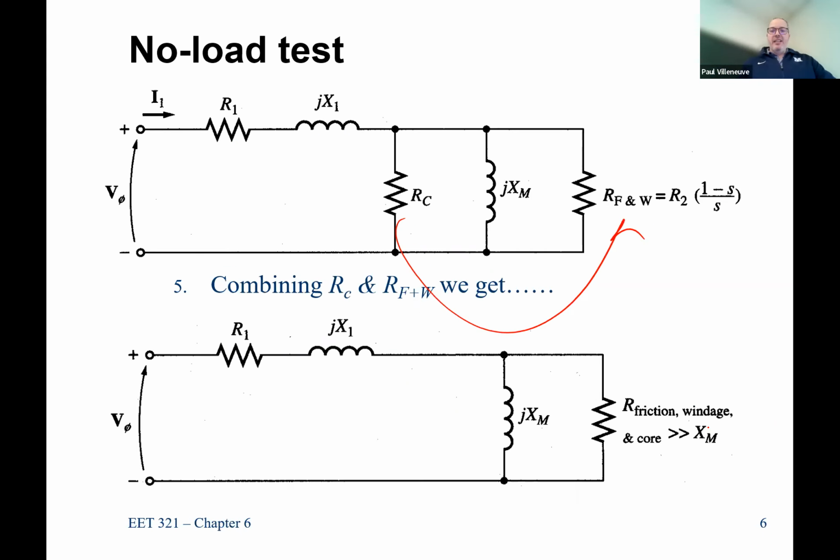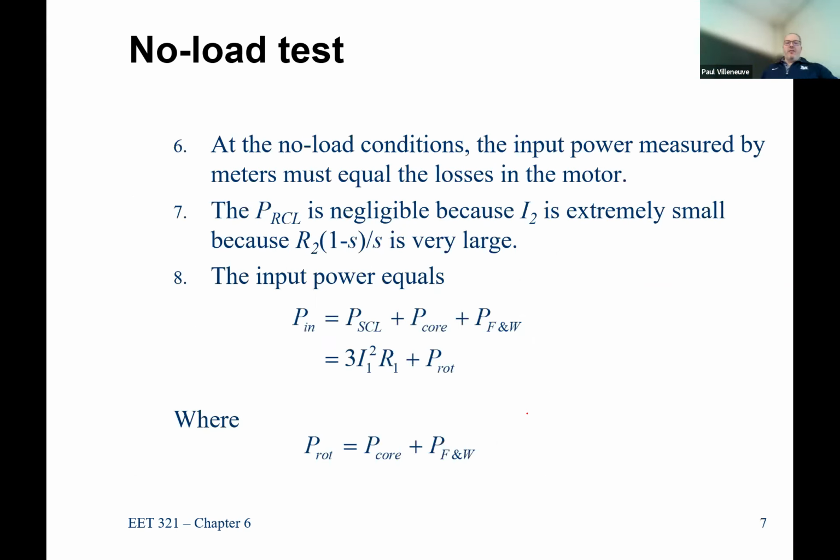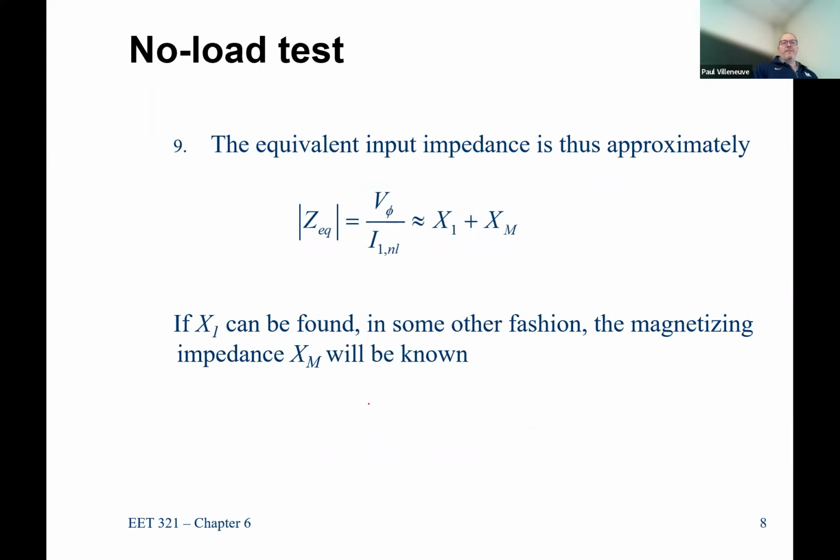What I see is that this value here is so much greater that most of my current is going to flow through there. So now I continue going. My rotor copper loss, I2, is going to be negligible because my R2 times (1 minus S) over S is so large. My input power is just going to be equal to 3 I1 squared times R1 plus whatever rotational losses. My equivalent input impedance is approximately equal to X1 plus XM.